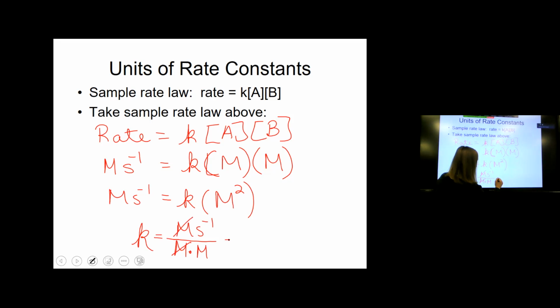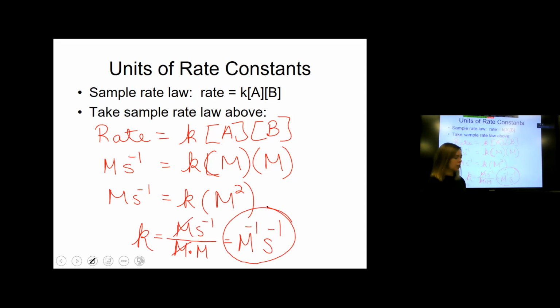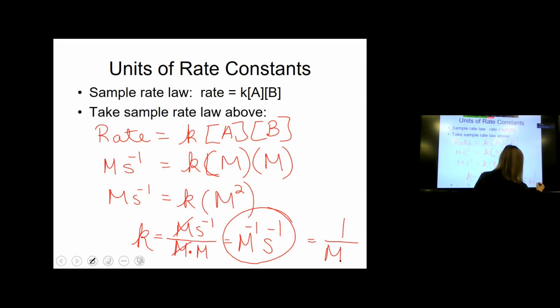All right, so that would give me, molarity is on the bottom, so per molarity per second as my unit. Now, alternately, you could write it as 1 over molarity and seconds, because that would be equivalent. Instead of molarity, you could also be using moles per liter. But I think that's a little bit harder because then it just introduces a third unit that you have to keep track of. So I prefer to do it in molarity.